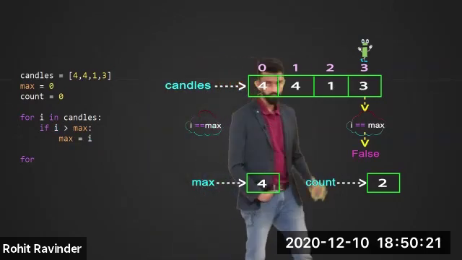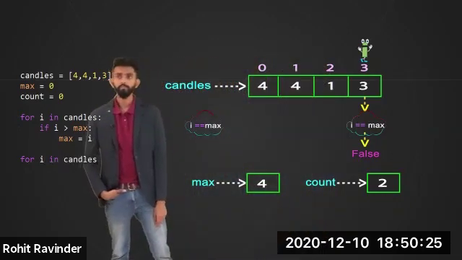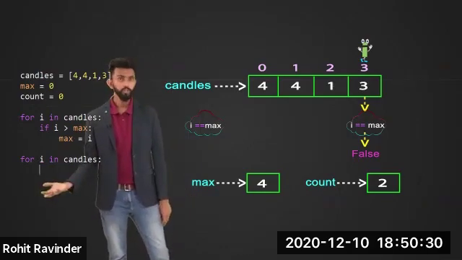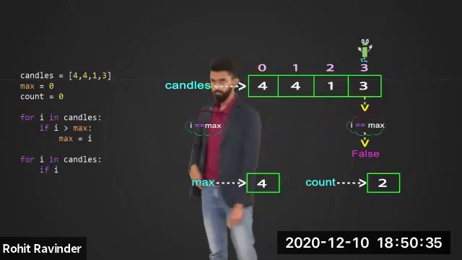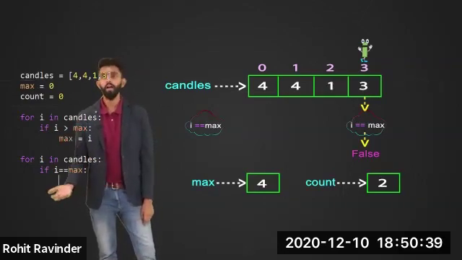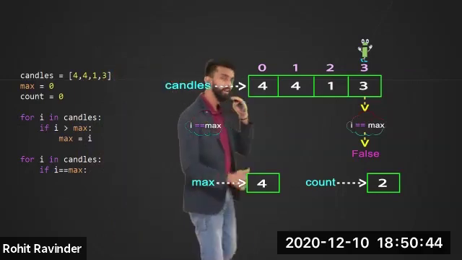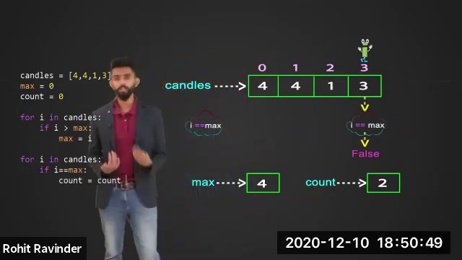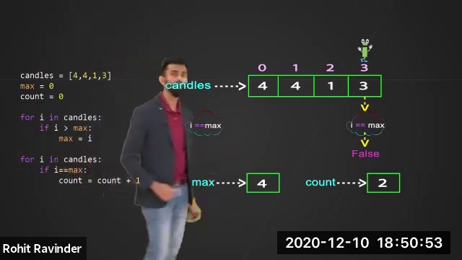For i in candles, colon, I will put. I will come down. Now what I'm going to do is check for this condition. If in case i is equal to max, then I will come inside and I will increment the value of count by 1. Unfortunately, there's no plus plus or minus minus. So I will write count equal to count plus 1 like this. What this means is take the existing value of count, add 1 to it, and update that as the new value. That is what it means.